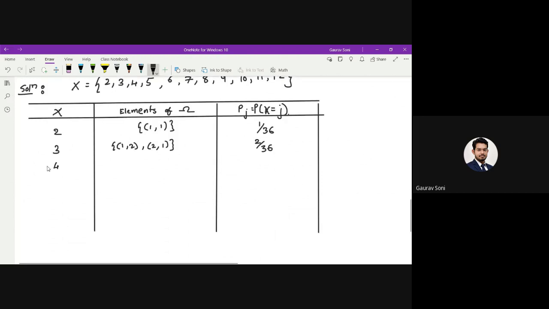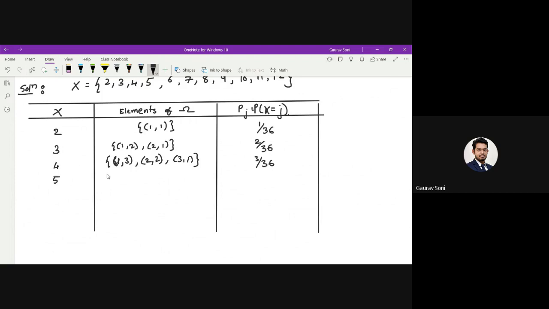So I have the random variable as 4. How many elements are going to give me the value 4? 1,3; 2,2; and 3,1. No other possibility. So that will be 3 by 36.